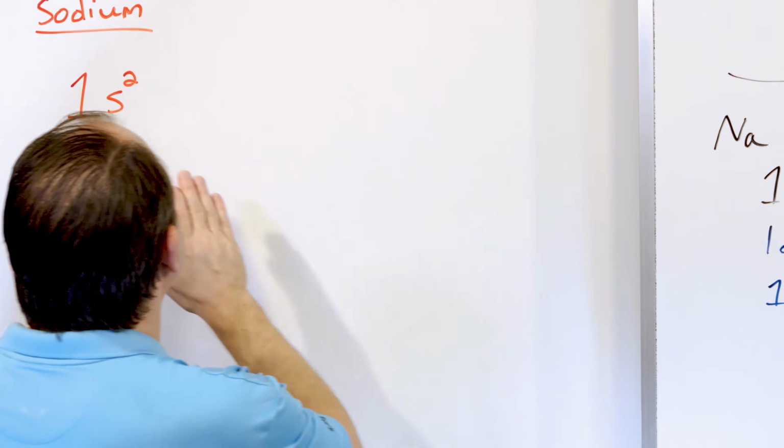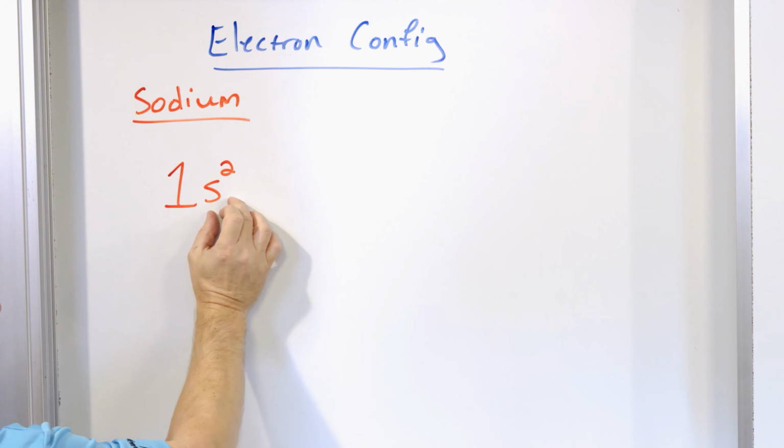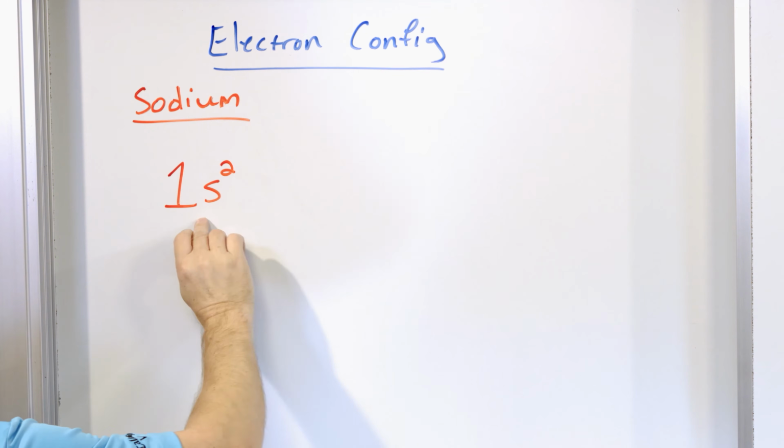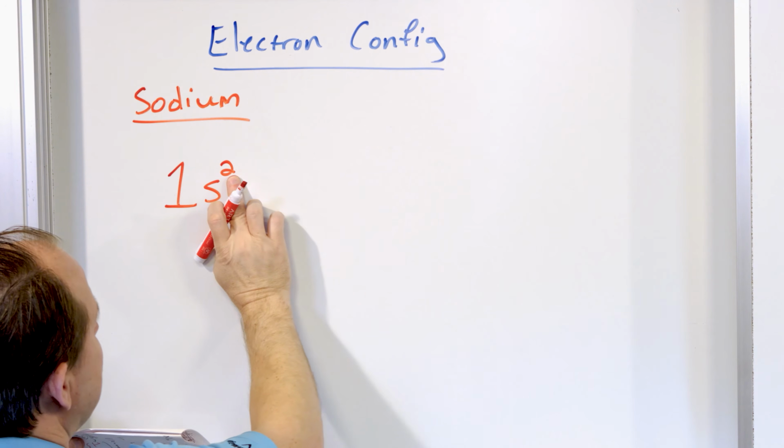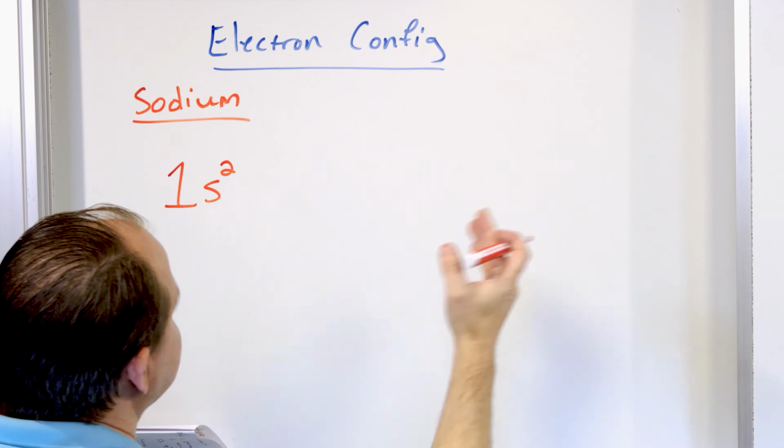Okay, but it initially kind of starts at some maximum probability distance from the nucleus. Okay, but that's only 2 electrons. But there's a lot more, right? There's like 9 more for a total of 11.